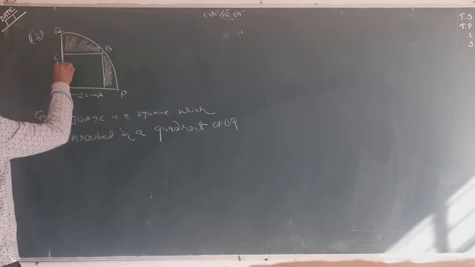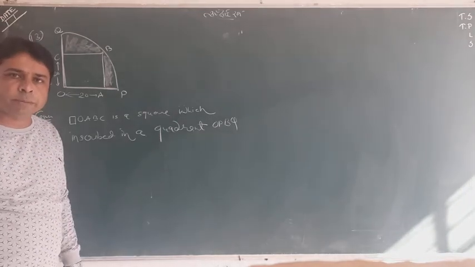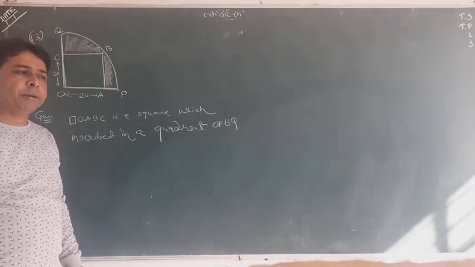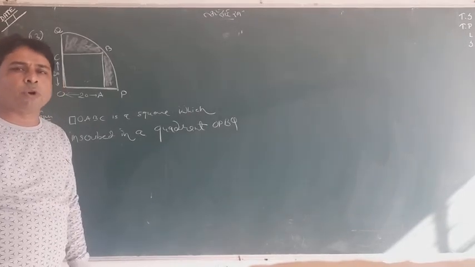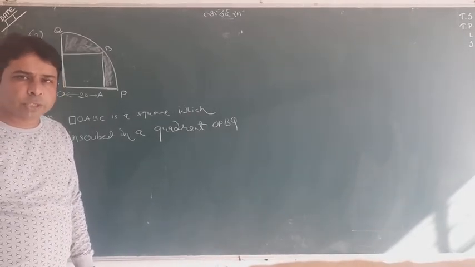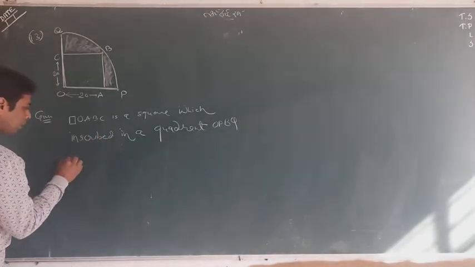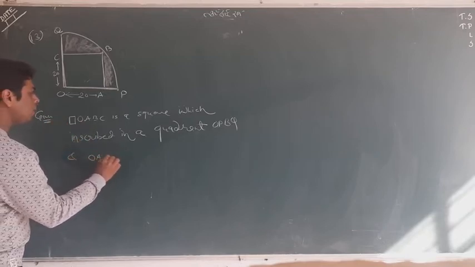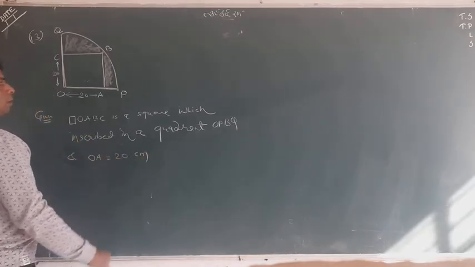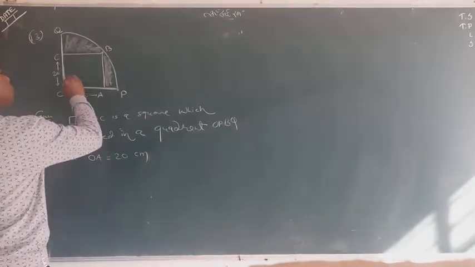One thing which is questionable is that we don't have the radius of the quadrant, which is this one. With the radius of the quadrant we can find the area of the quadrant, pi r square upon 4. So what we do, given that OA is equal to 20 centimeter, and one more thing I want to tell you, you only join these two.